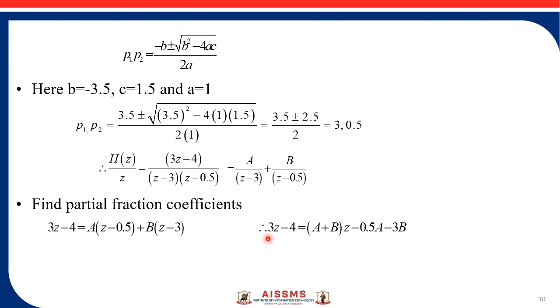So now let us equate the coefficients of LHS and RHS. Equating the coefficients of z, 3 is equal to A plus B, and minus 0.5A minus 3B is equal to minus 4. Now if we solve these two simultaneous equations, we will get A equal to 2 and B equal to 1. Now let us substitute these partial fraction coefficients in this equation.